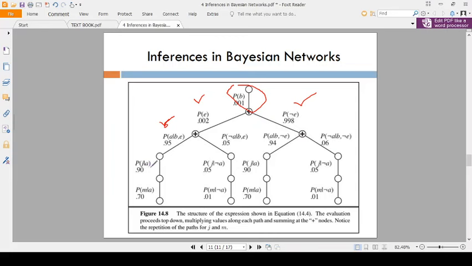John calls after alarm ringing, 0.90. Not alarm ringing, 0.5. Mary calls based on the alarm, 0.70, and not alarm ringing, 0.01. Similarly, John calls based on the alarm, 0.90. John calls if not alarm ring, 0.05. Mary calls based on the alarm, 0.70. Mary calls if not alarm rings, 0.01.